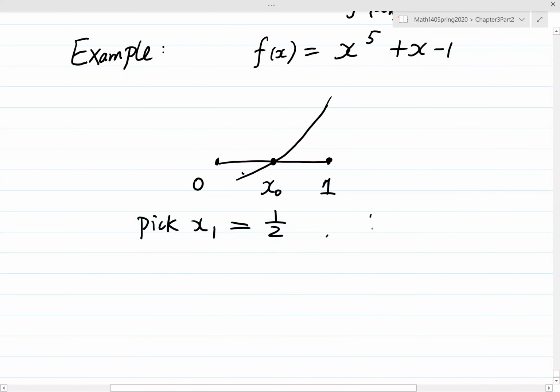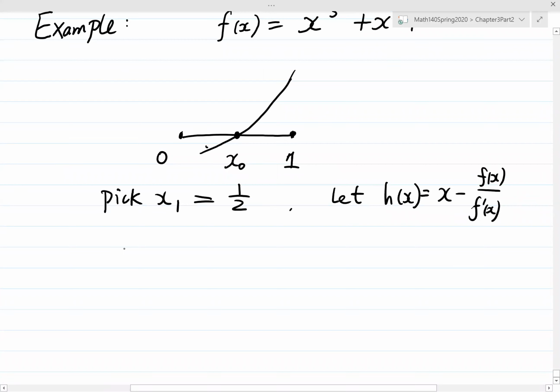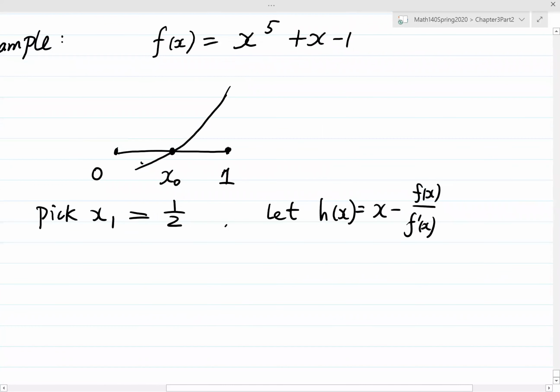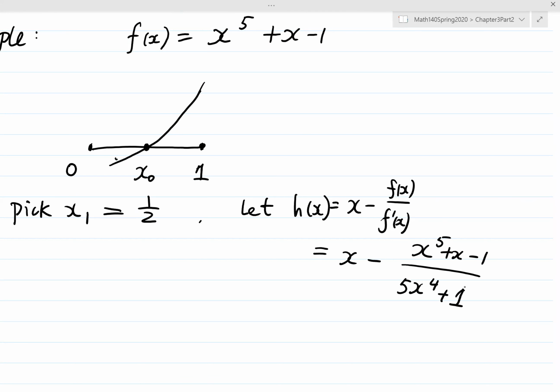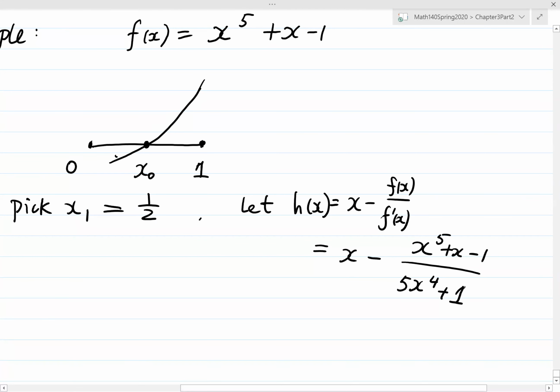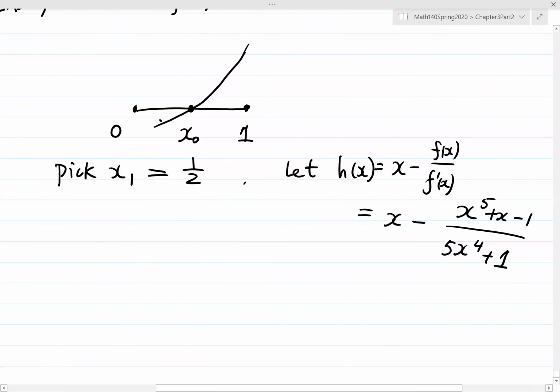Then we use this iteration: x minus f(x) over f derivative of x. Now what is f(x)? You plug in. So this is x minus, f(x) is x to the power 5 plus x minus 1. The f derivative is 5x to the power 4 plus 1. Then we plug in. Now it's better to use a calculator or a program.